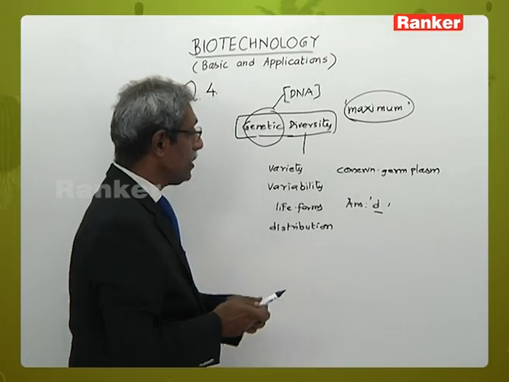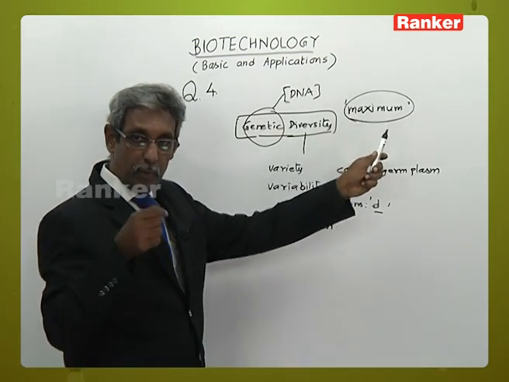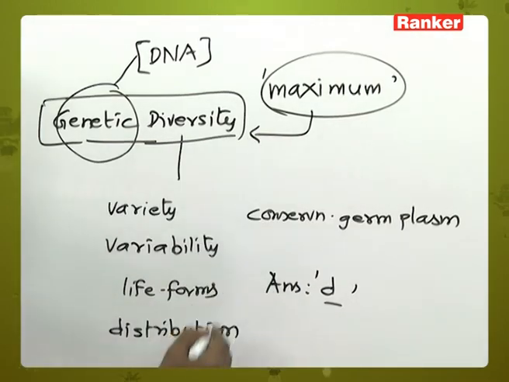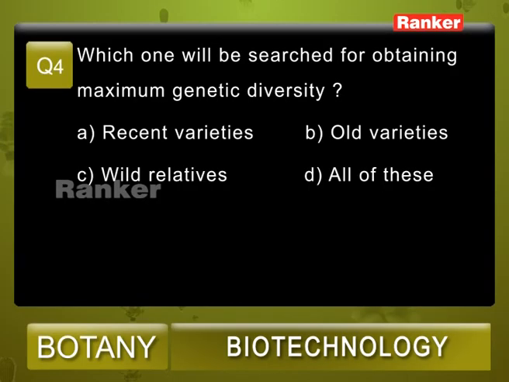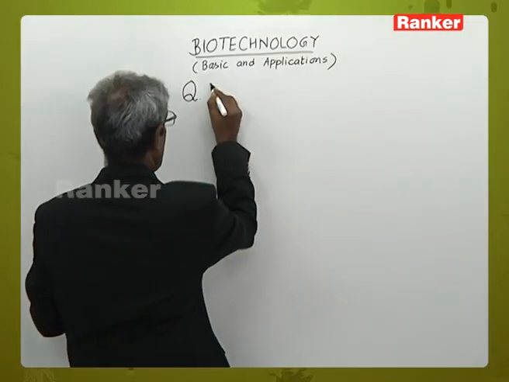While checking these sorts of questions, we have got to read them very carefully, because the question is: which one will be searched for obtaining maximum genetic diversity? We are asking about maximum genetic diversity, which includes all the following. Hence, the right answer is D. Next, we go to question number 5.